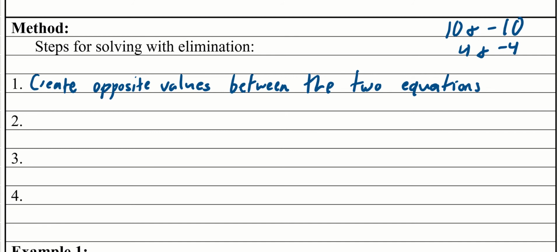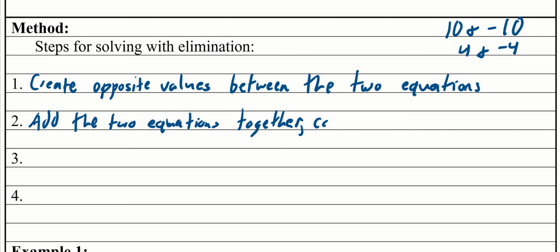And then that's going to lead us to our next step, which, once we have those, we're always going to add the 2 equations together. And the reason this is important is because if we have opposite values and we add them together, then it's going to cancel out one variable. So if we've created opposite values, or if we've just been given opposite values from the very beginning, and we add the 2 equations together, one of those variables is going to get canceled out or eliminated, which is why we call it this.